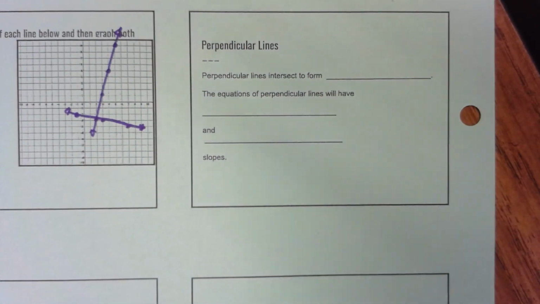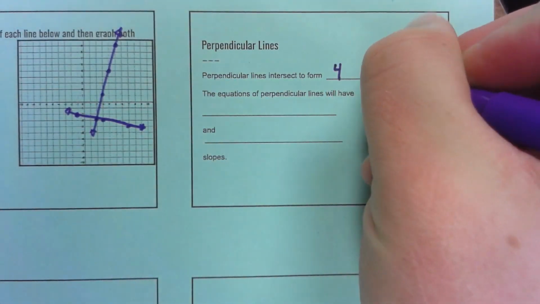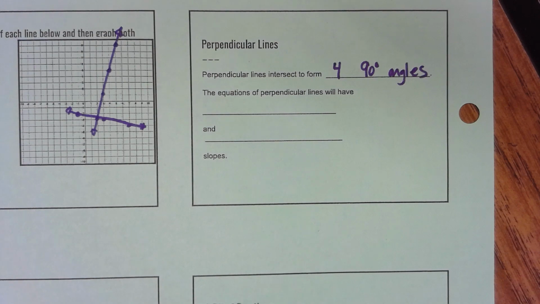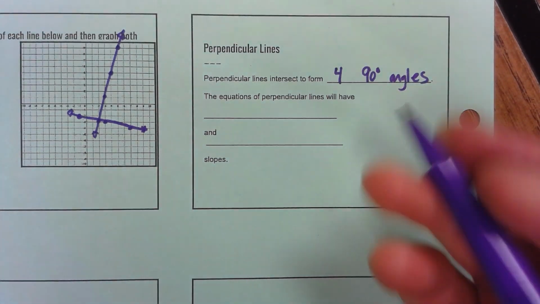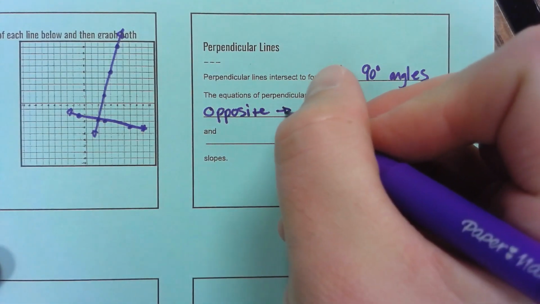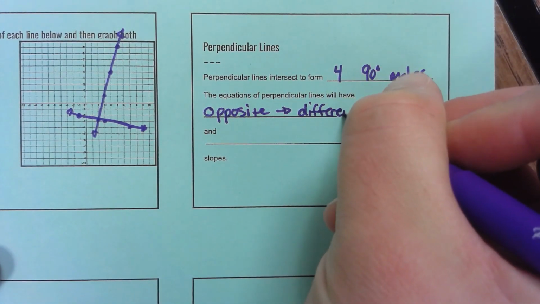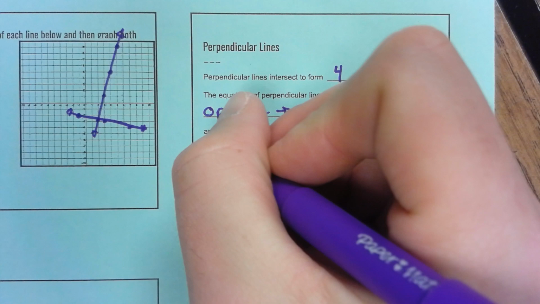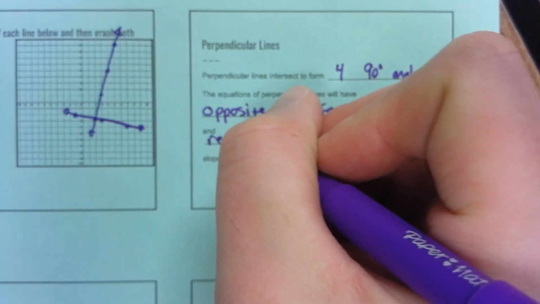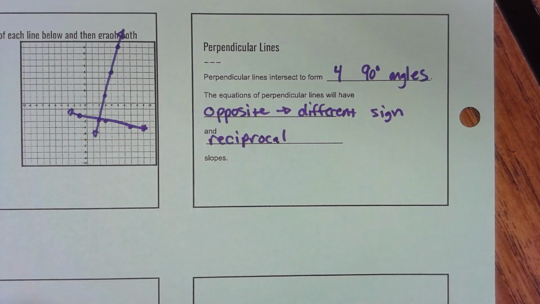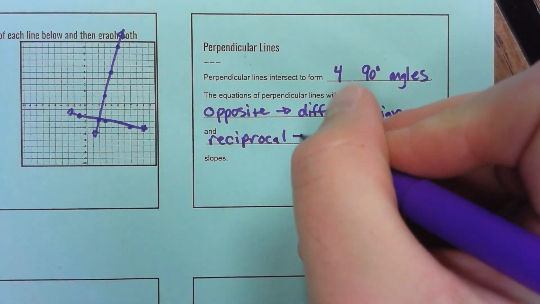So perpendicular lines intersect to form 4 90-degree angles. Again, we really don't do much with angles in this class. In geometry next year, you'll do a lot with that. And the equations of perpendicular lines will have opposite, and opposite meaning different signs. So one sign is positive, one sign is negative. Opposite and reciprocal. This is always a word that I don't know how to spell. Reciprocal. I don't think that's right. It's close enough, though. And reciprocal means to flip the fraction.